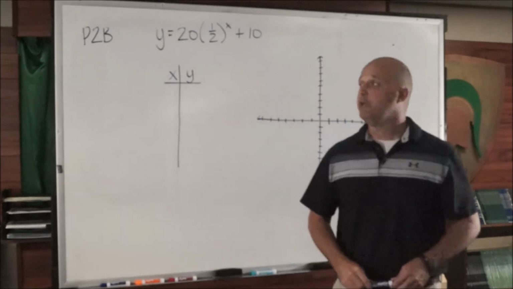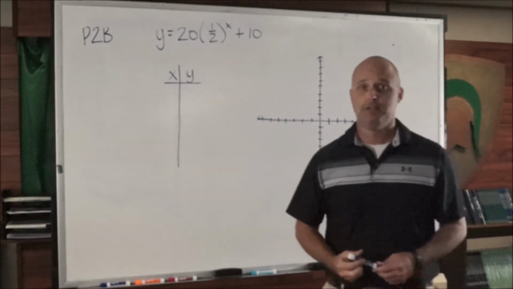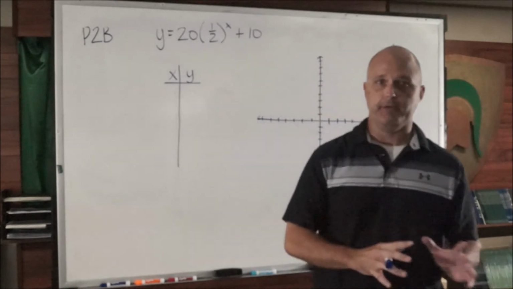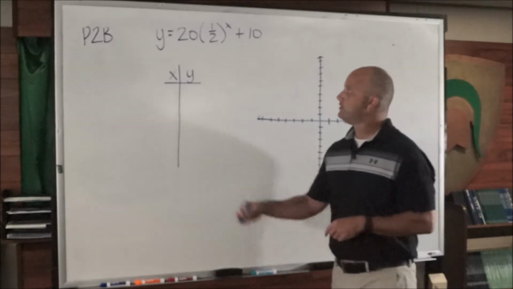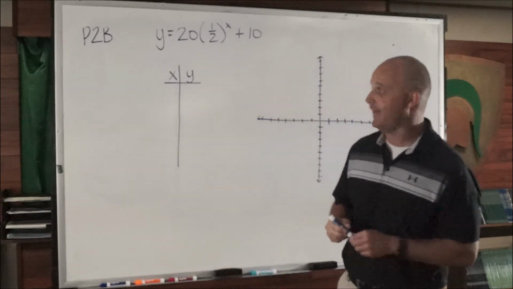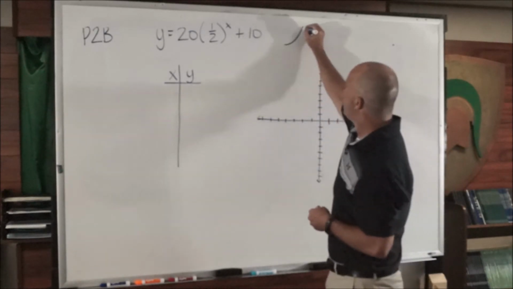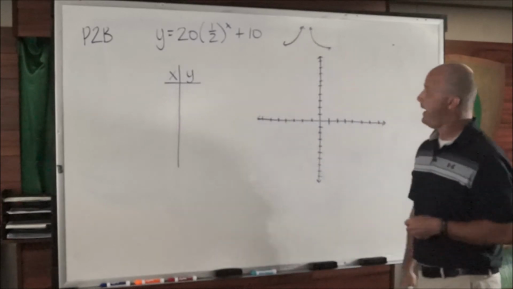In problem 2b, we've been asked to graph y equals 20 times 1/2 to the x plus 10. So we're going to have quite a bit of movement with this graph because of all of the numbers that we've got going on here. So let's start with the b value. The b value is 1/2, so that tells us it's going to be decay. So instead of looking like this, the graph is instead going to look like that.